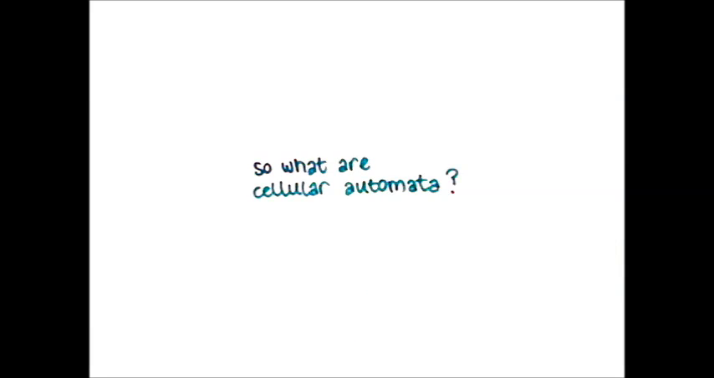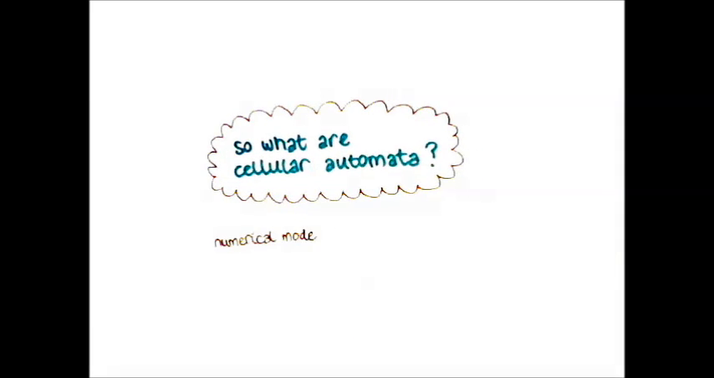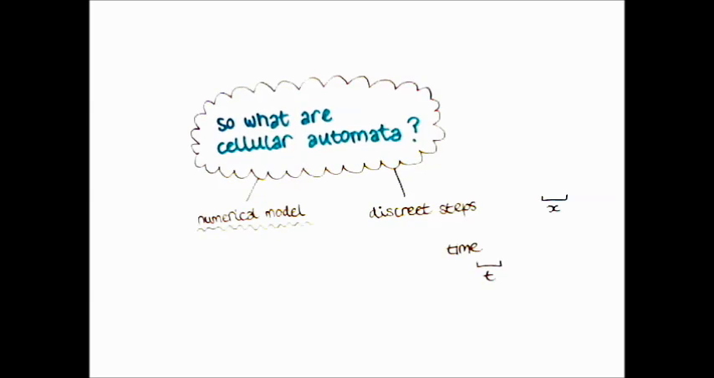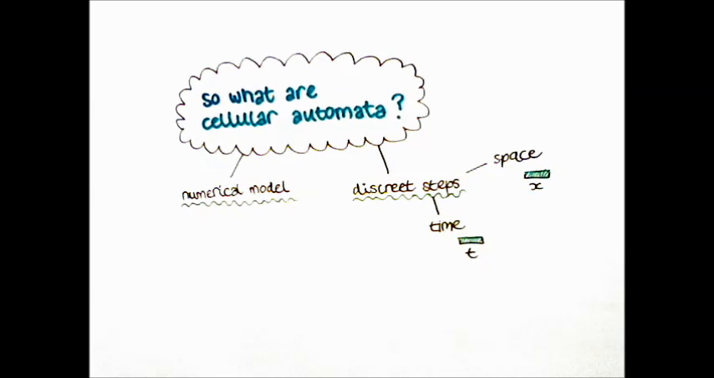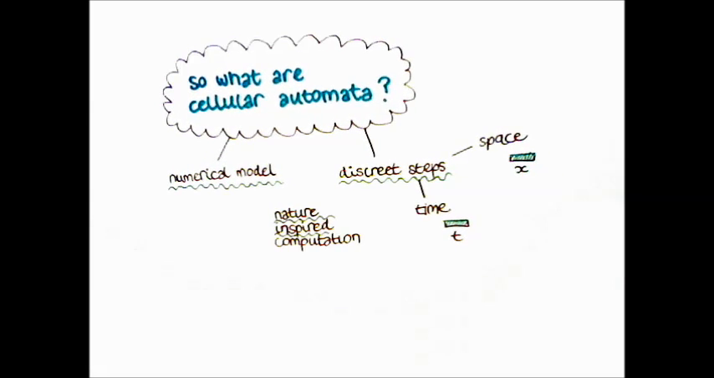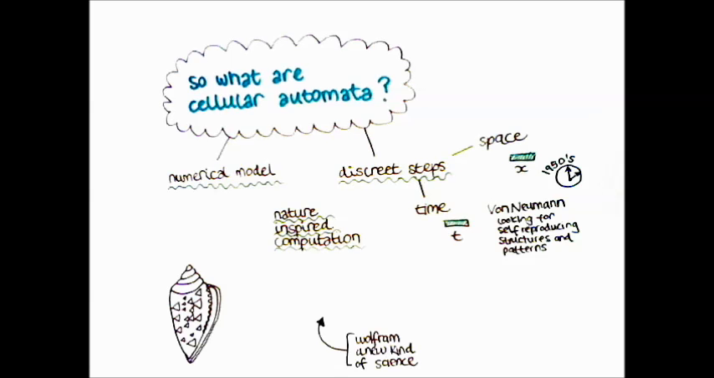So what are cellular automata? They're a type of numerical model based on discrete steps in time and space. They were inspired by the way we see patterns change and evolve in nature. They were first developed in the 1950s by mathematicians looking for a way to create self-reproducing patterns.